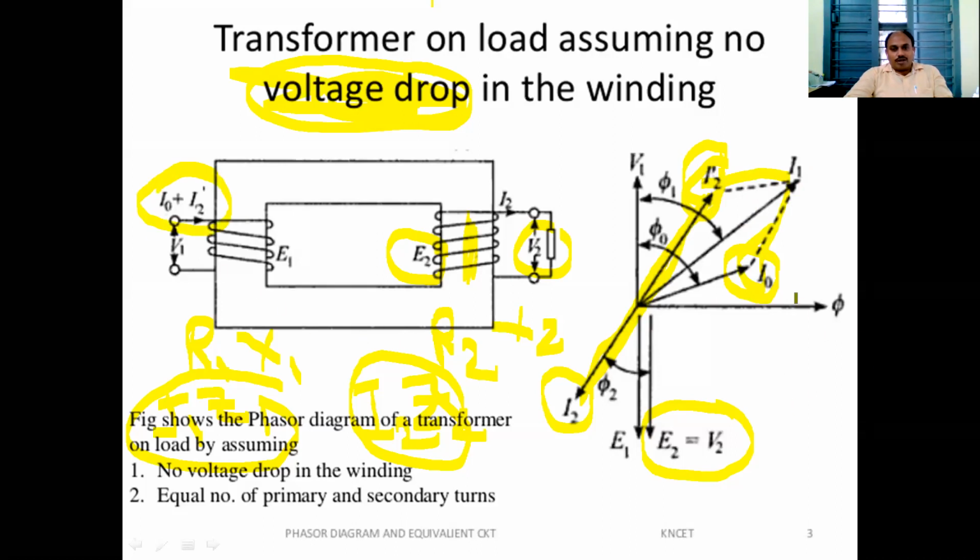Here also the impedance drop on the primary side is neglected. So this is V1, and this is I1, the total primary current. The total primary voltage is V1. Equal number of primary and secondary turns is assumed, with no voltage drop on the primary. So this is all about the phasor diagram of the transformer at no load and on load condition when impedance drops are neglected. We have another three phasor diagrams for resistive load, inductive load, and capacitive load.